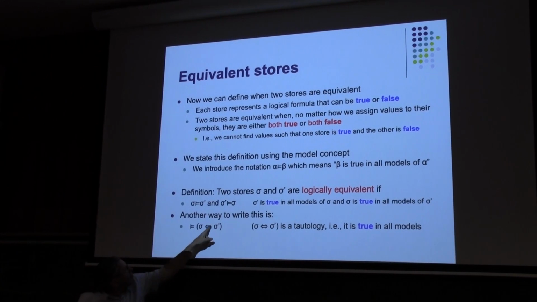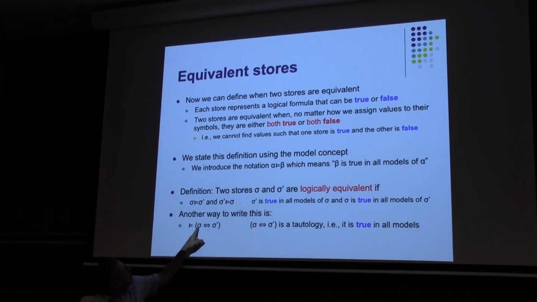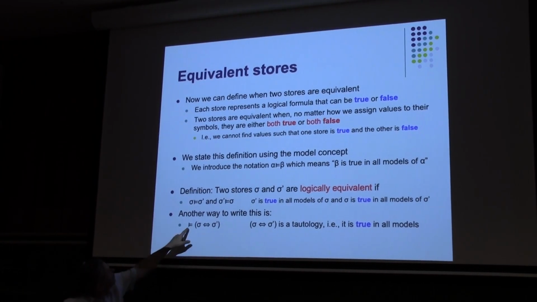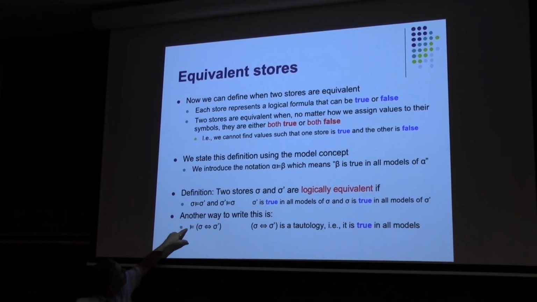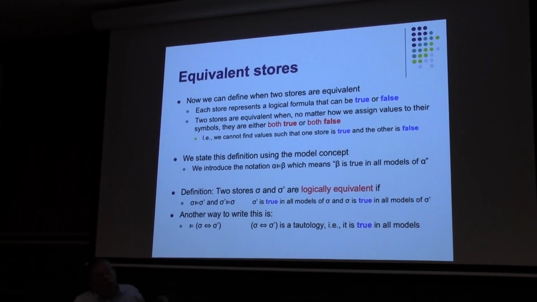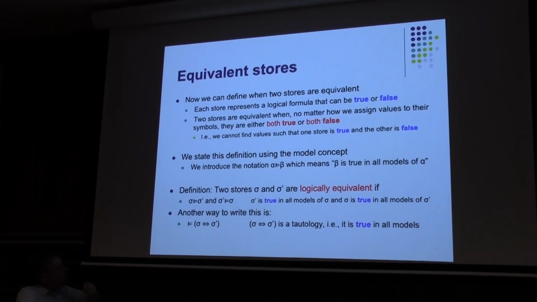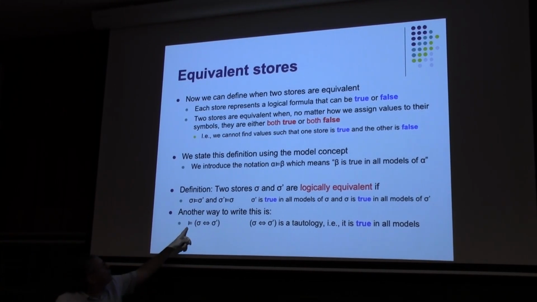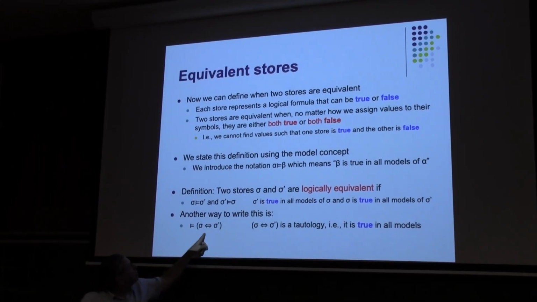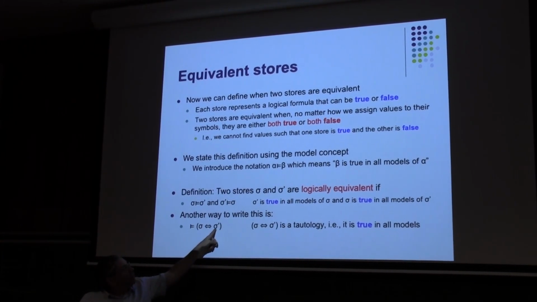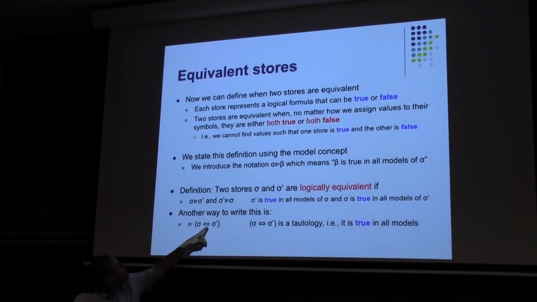So this little double-headed arrow means that either both sides are true or they're both false. And if I write this with no model, no formula here, it's talking about all models, all possible interpretations, all possible assignments of values. This is true. That means if sigma is false, then sigma prime is false. If sigma is true, then sigma prime is true.